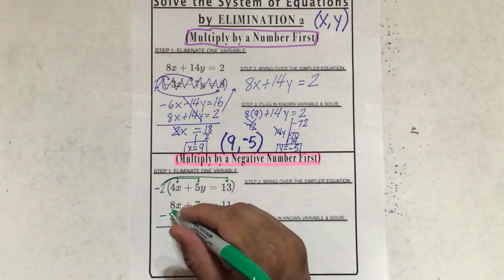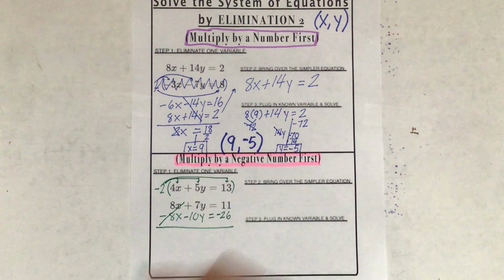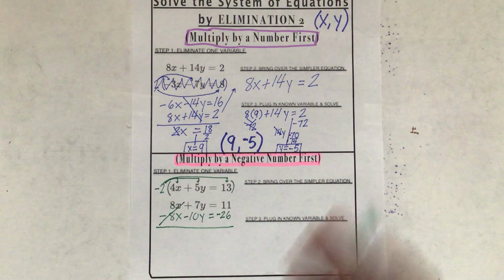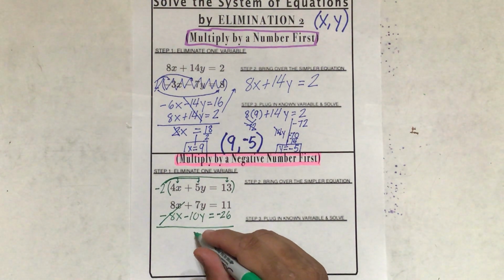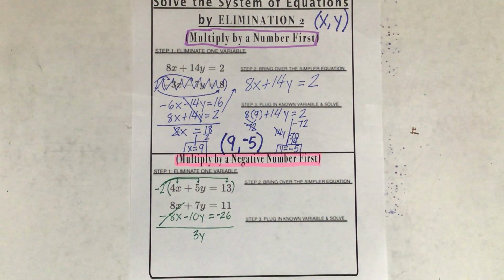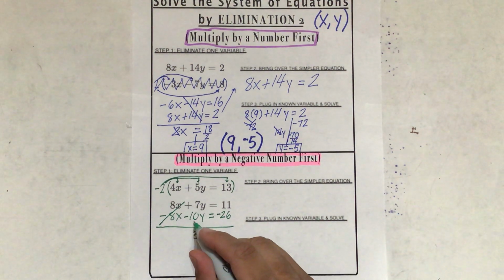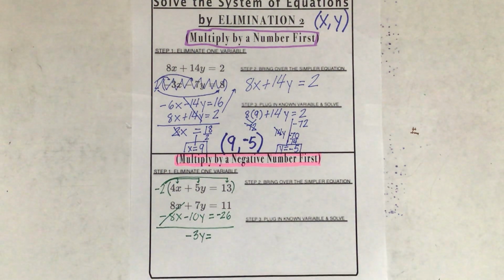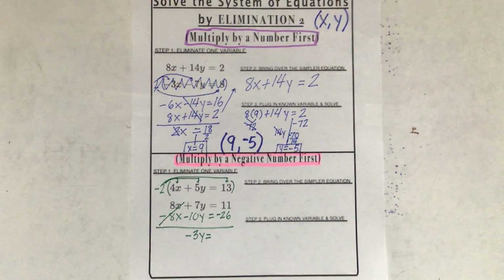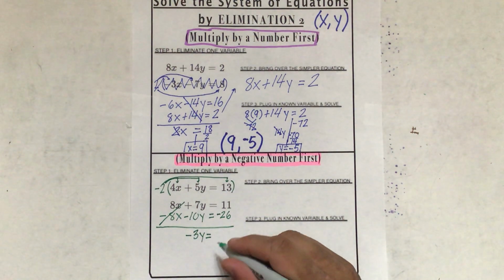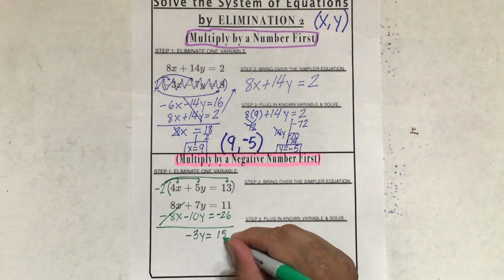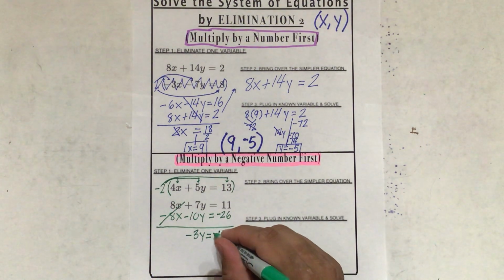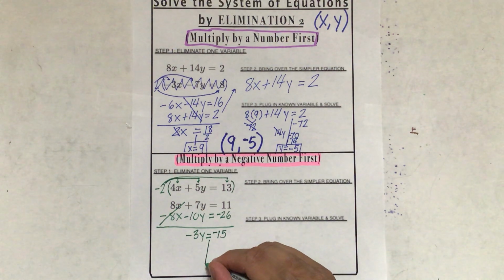Now, 8x and negative 8x, look at that. They cancel out. Positive 7 and negative 10y, they're different signs, so I have to subtract. 10 minus 7 is 3y, and it's a negative 3 because 10 is the bigger integer and 10 is a negative. Equals. Positive 11 and negative 26 are not the same sign, so again I have to subtract. 26 minus 11 is 15. And again it's going to be negative because 26 is the bigger integer and 26 is negative. I'm going to draw my line of separation.